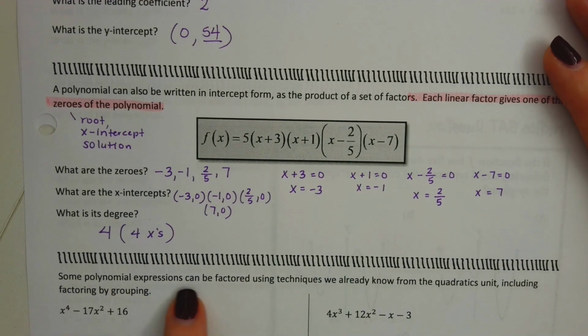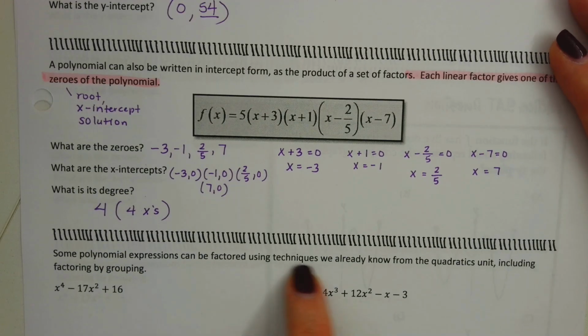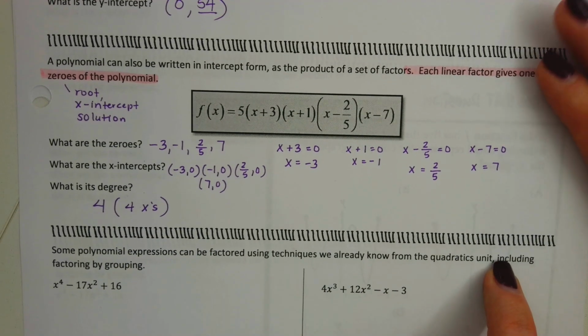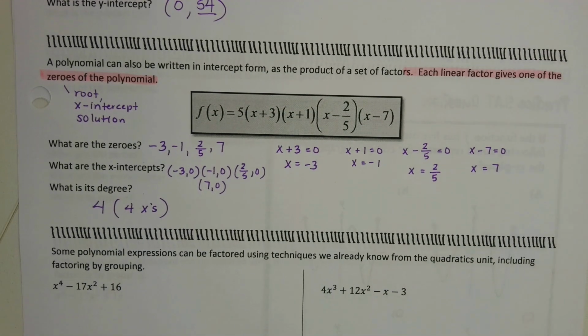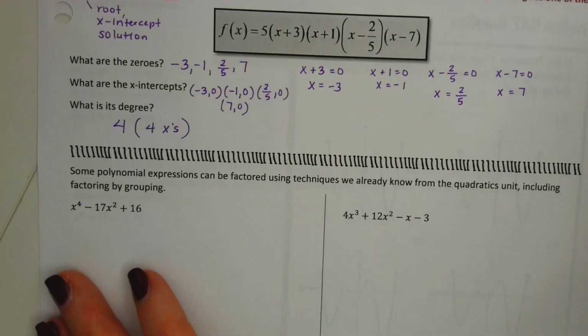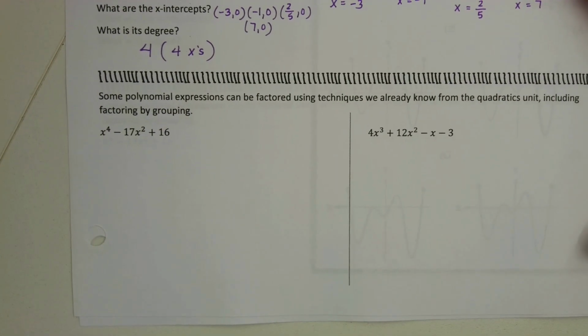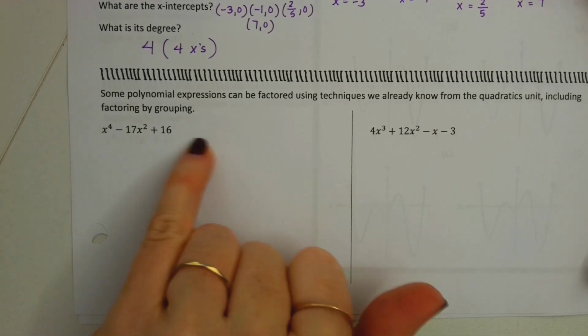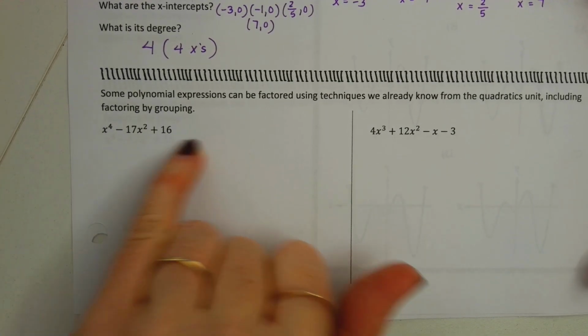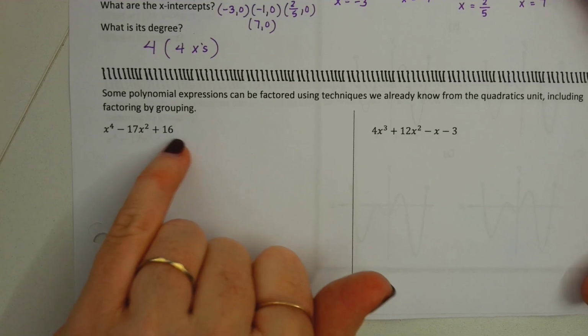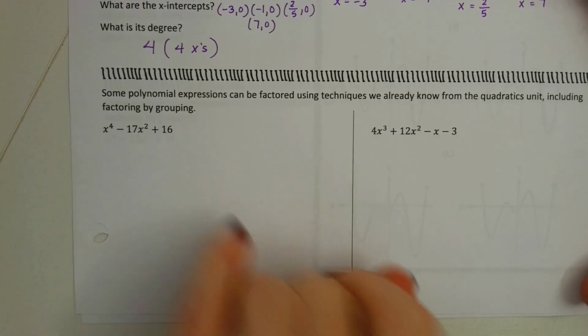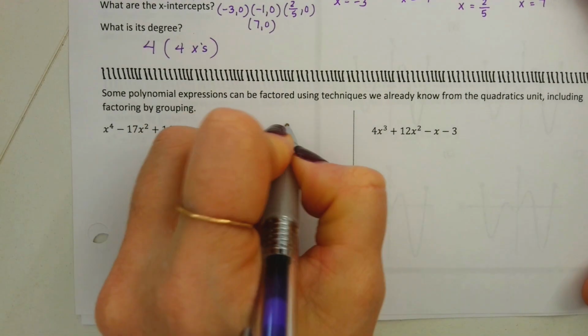All right, some polynomial expressions can be factored using techniques we already know from the quadratics unit, including factoring by grouping. And I believe we even had this question or a similar question on our last review because it can be factored using a method we already know. This one, I know it doesn't look like it, but we can actually use easy factoring on that. Is there a GCF we could take out first though? No big GCF.